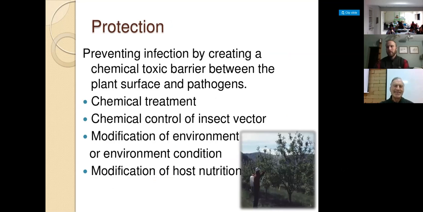So protection, creating a toxic barrier. This is not something that we would want to do with regenerative agriculture, which is to use something that's terribly toxic on our crop. Something like EM sort of creates a biological barrier and modifies the pH on the surface of the crop. It creates a barrier. So that's a much better way than using a toxic chemical.